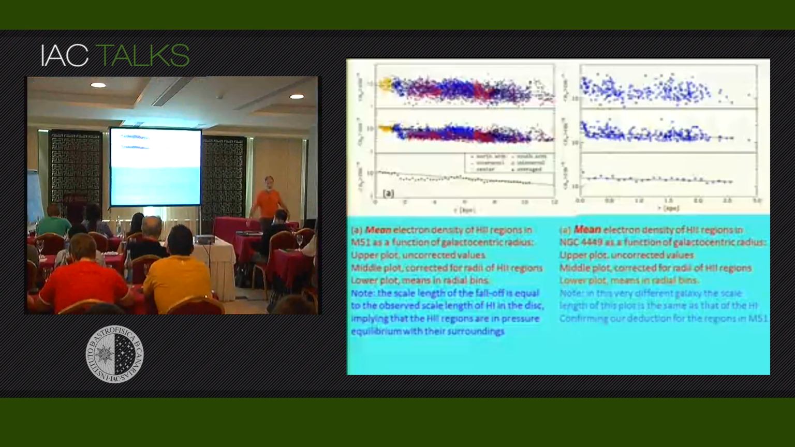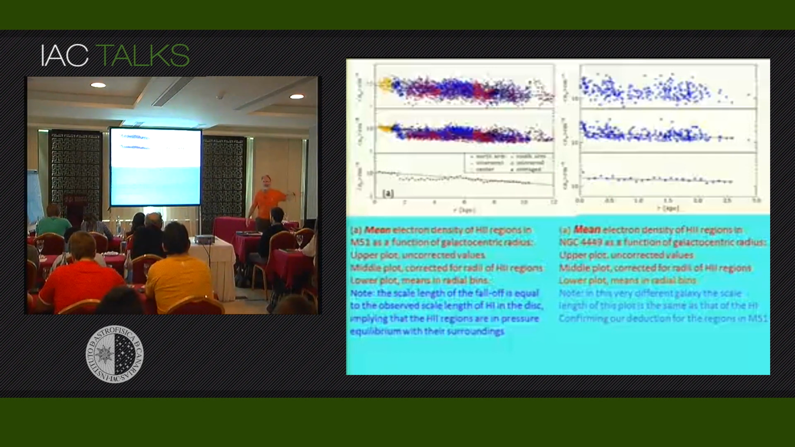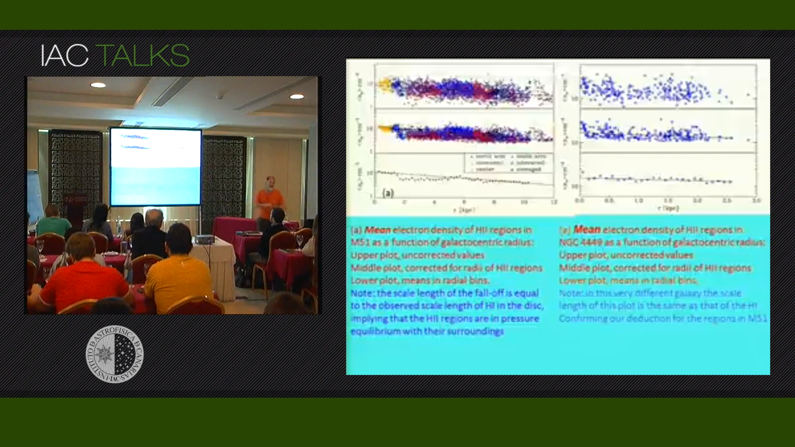And there's another relationship we can get, which is the relationship between the electron density and the galactocentric radius of the H2 regions, taking into account the scatter due to the different sizes of regions. So you can separate, we have so many regions, we can separate the two variables. And what you have here is that there is an exponential decline in this mean electron density, and the scale length of this exponential decline is the same as the scale length of the 21 centimeter emission from this galaxy. And it's in fact the same in both galaxies.